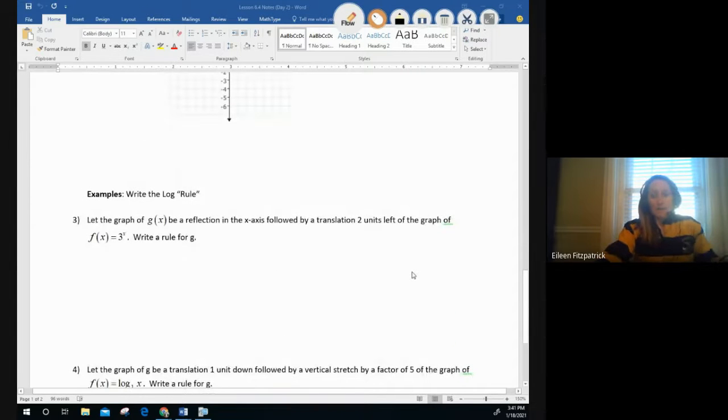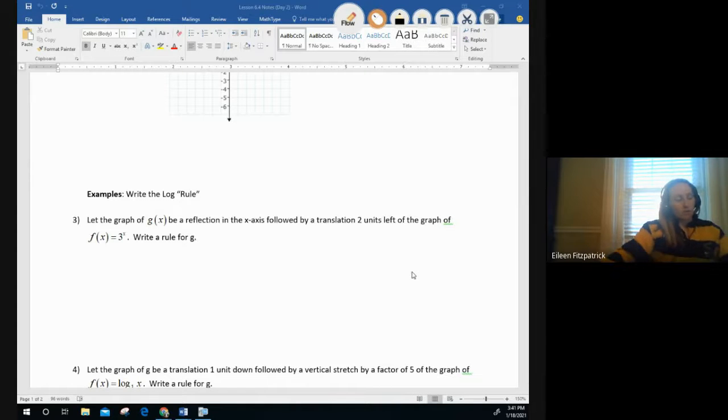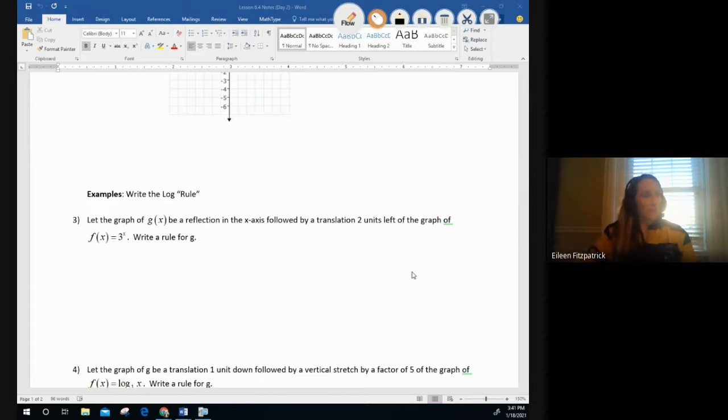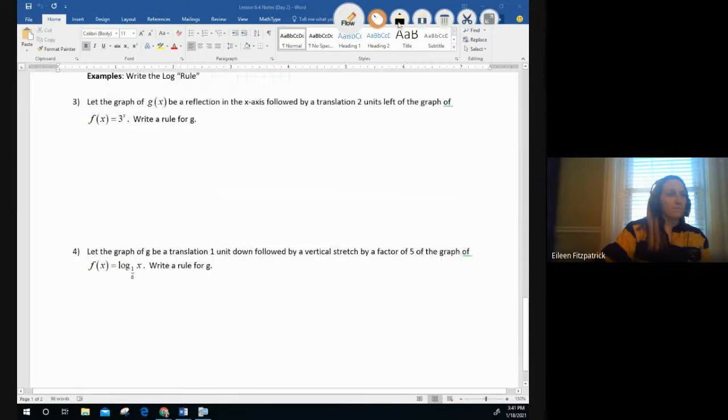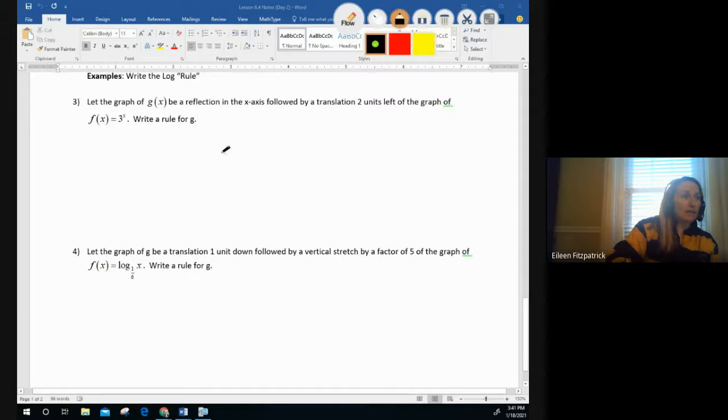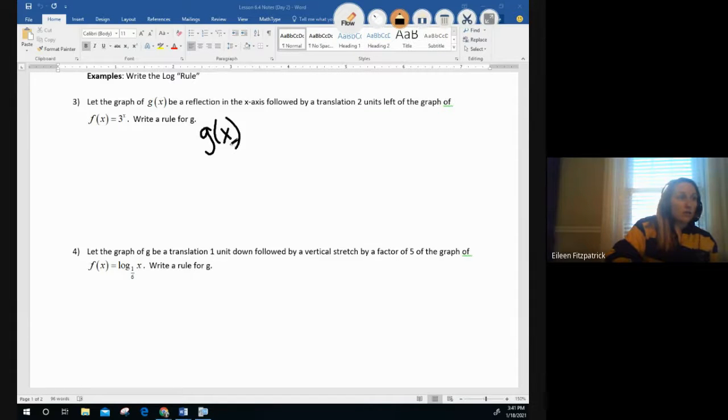Okay, the next one, it says write the log rule, which we've done these before as well in all of our other chapters. Let the graph of g of x be a reflection in the x-axis. Let's start with that. So reflection in the x-axis means the y is changing sign, so the negative goes out front, -3 to the x. That's a reflection in the x-axis.